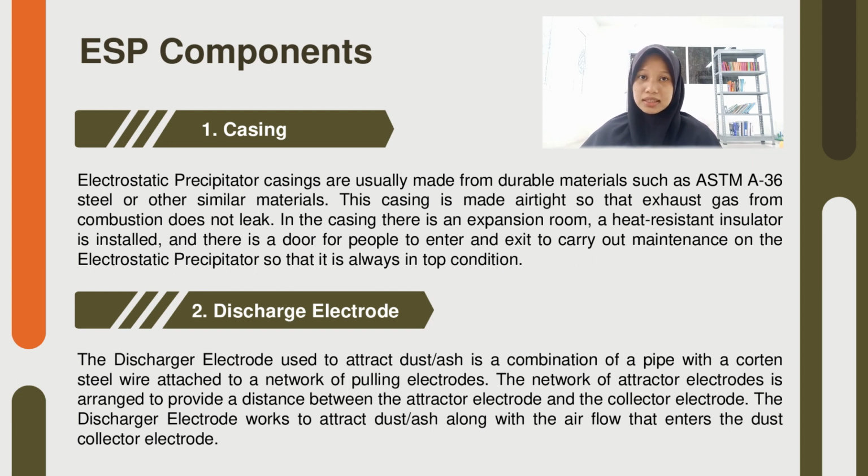The second one is the discharge electrode. The discharge electrode used to attract dust or ash is a combination of a pipe with a corded steel wire attached to a network of poly electrodes. The network of attractor electrodes is arranged to provide a distance between the attractor electrodes and the collector electrodes. The discharge electrode works to attract dust or ash along with the air that enters the dust collector electrodes.